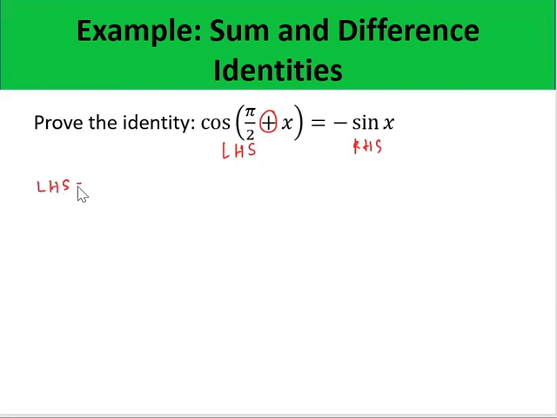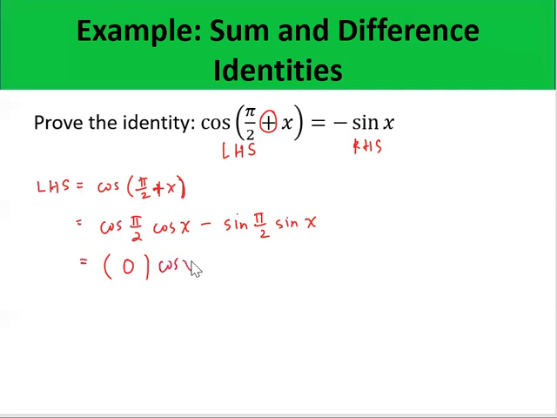If we manipulate the left-hand side, that's going to be cosine of pi over 2 plus x. Using the sum identity for cosine, we can write this as cosine of pi over 2 times cosine of x minus sine of pi over 2 times sine of x. Then evaluating cosine pi over 2 and sine pi over 2, this is equal to 0 times cosine of x minus the value of sine pi over 2, which is positive 1, multiplied by sine of x. Now 0 times cosine of x is 0, and negative 1 times sine x means negative sine x, which is the right-hand side of our equation. So this proves the given identity.